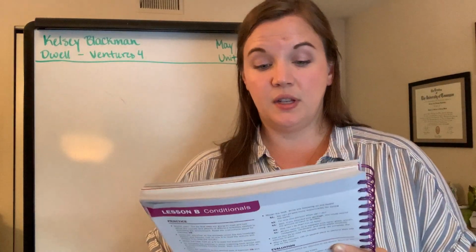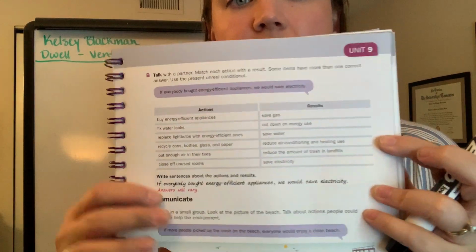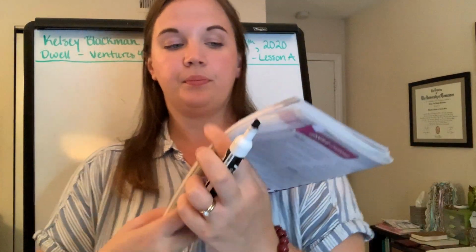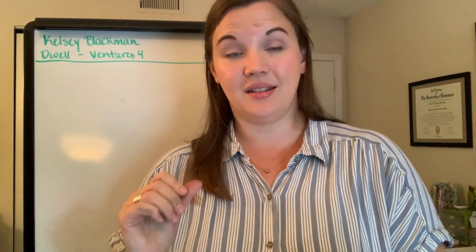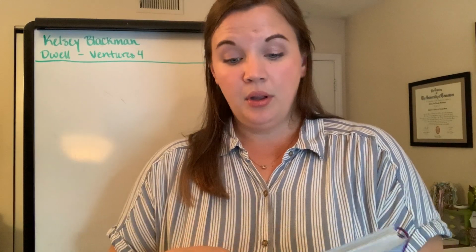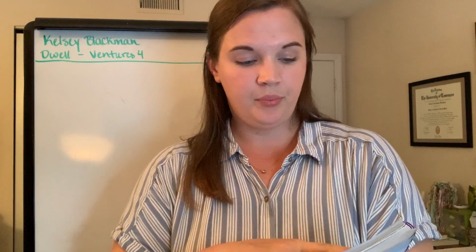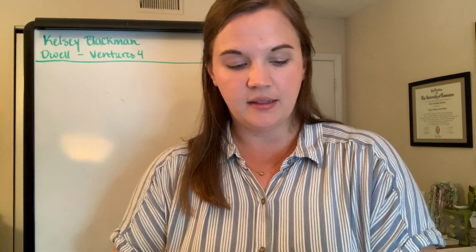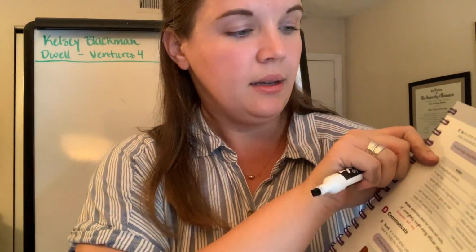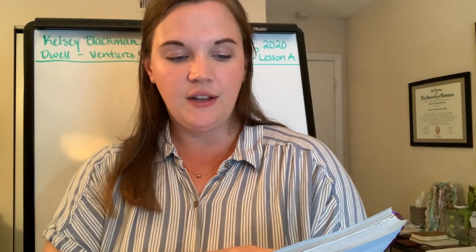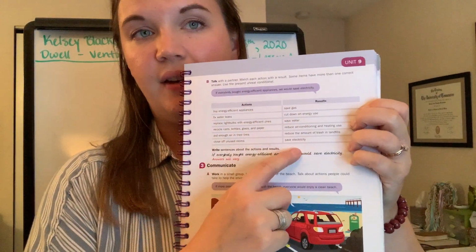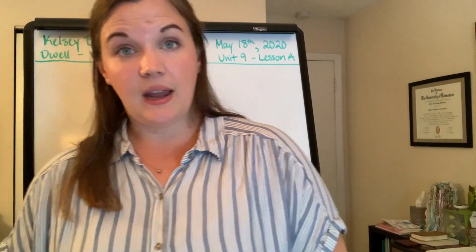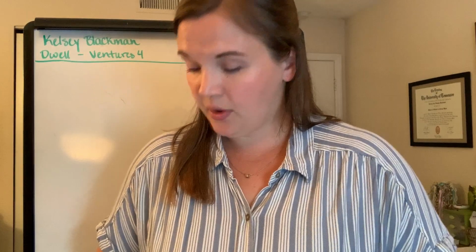Okay, so you see there are two columns, actions and results. So you're going to match an action with a result and then make a sentence out of it. So for example, in the book you see in the purple bubble, the first action is buy energy efficient appliances. If everybody bought energy efficient appliances, we would save electricity. So you see one of the results options is save electricity. So does that make sense?